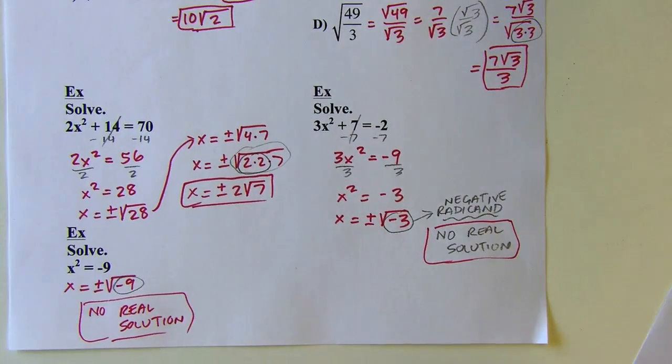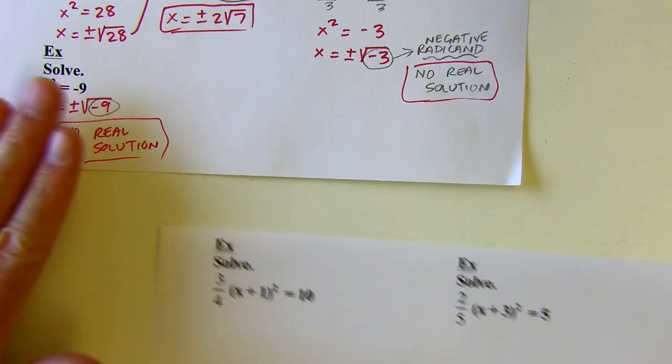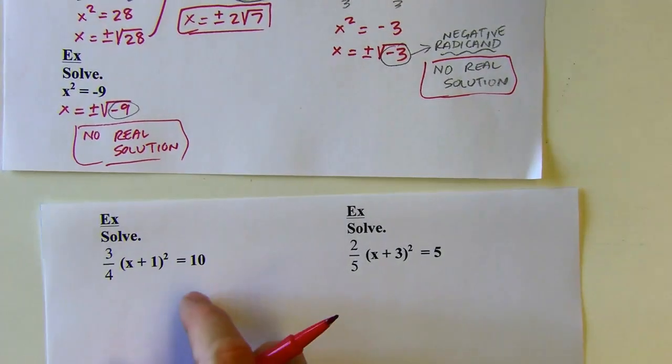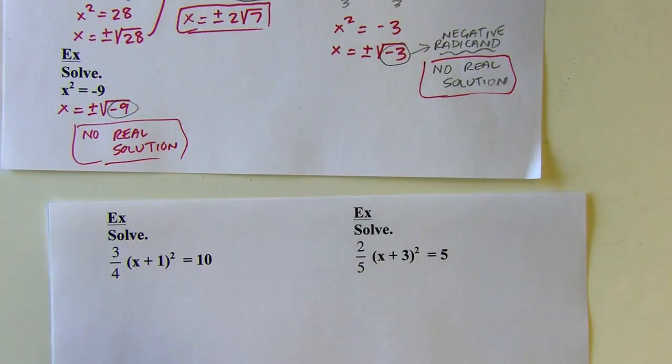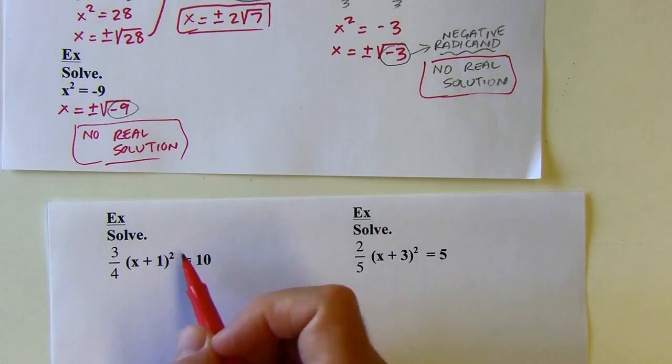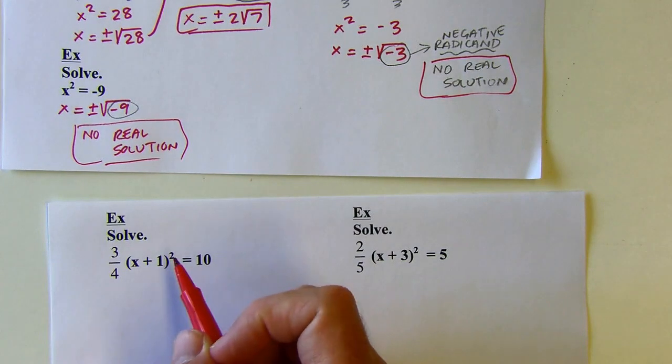Okay. All right, moving on to the next page. Got some more quadratic equations to solve. So I'm trying to isolate for x. So what I want to do first is get the parentheses isolated.